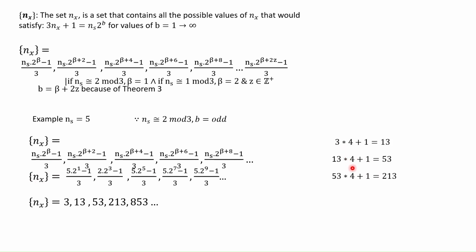Now if you look at it, there is one more interesting thing. 3 into 4 plus 1 is 13, we get the next number. 13 into 4 plus 1 is 53, we get the next number. 53 into 4 plus 1 is 213. So if I know the first solution that is related to beta, I will call this the base solution, base value for nx. If I know the base value, I know all these values. I just have to use this formula.